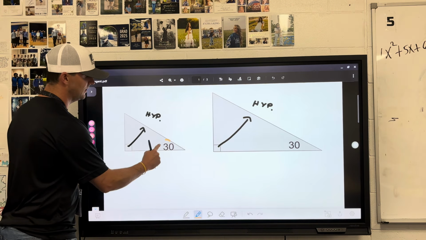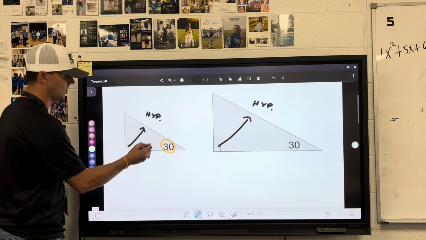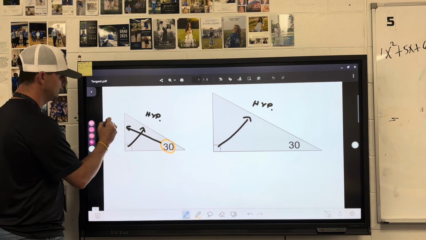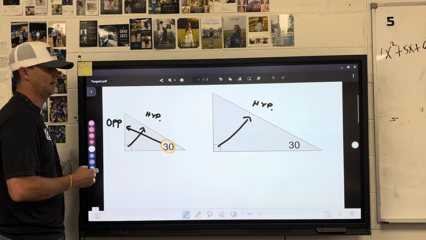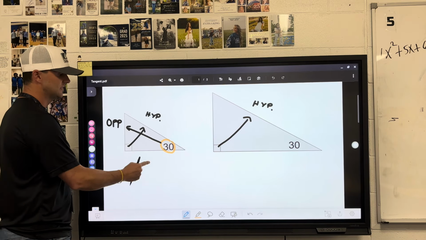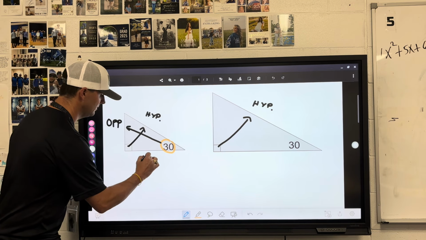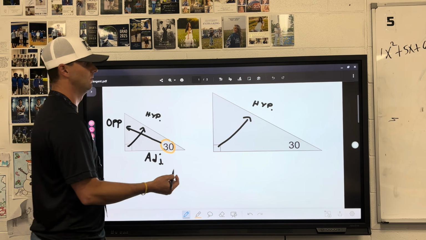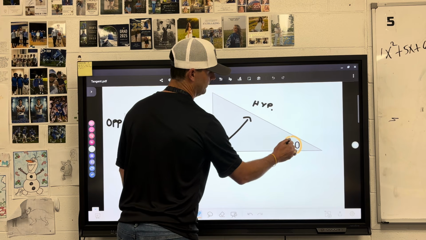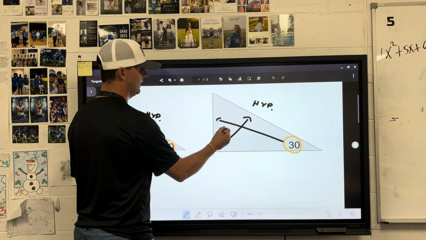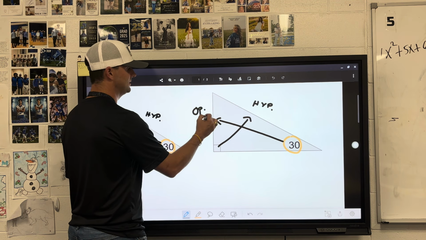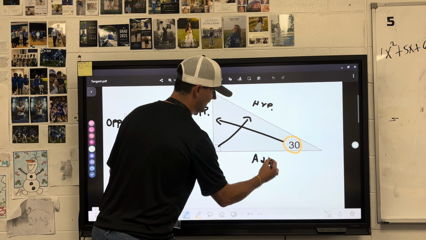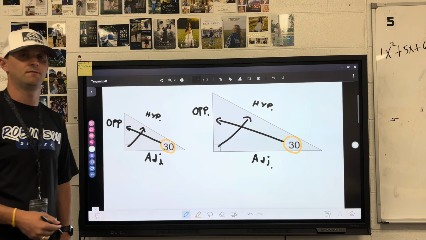So 30 degrees is my reference angle. Starting at 30, if I go to the other side of the triangle, this is going to be known as my opposite side. And then my third side that I have not listed yet is going to be known as my adjacent side. Now I'm going to do the same thing with the other triangle. This is my reference angle. I'm going to go all the way to the other side of the triangle. That's going to be the opposite side. And then the other side length is going to be my adjacent side length. So we're going to name those based off that.